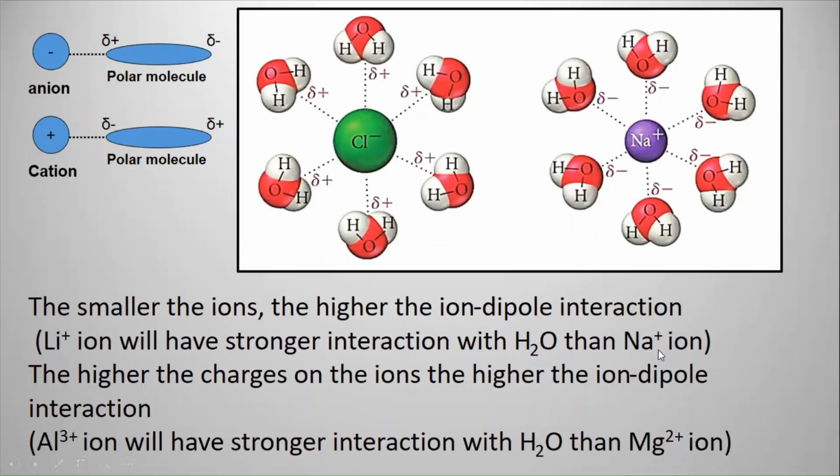What's the factor affecting these two? The size. Which one is smaller in size? Lithium. So lithium positive will be smaller in size, meaning stronger interaction. Now, if you have positive 3 versus positive 2, which one will have a higher interaction? The positive 3 or the positive 2? And the answer is positive 3 will have a higher interaction with water.